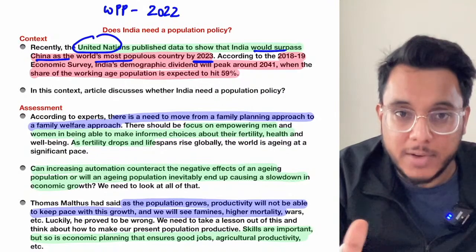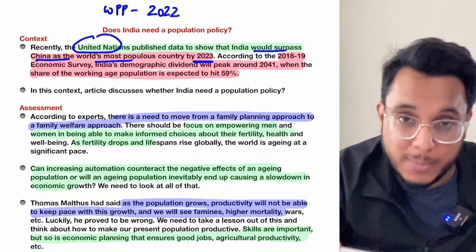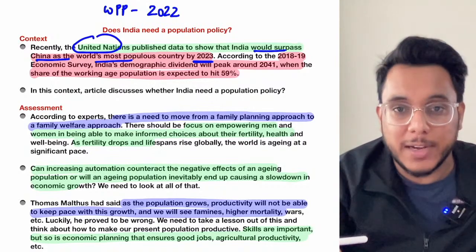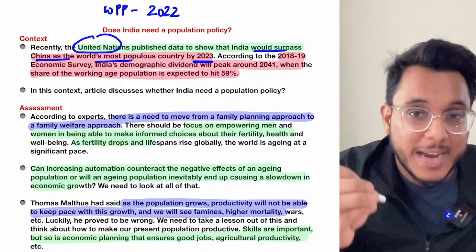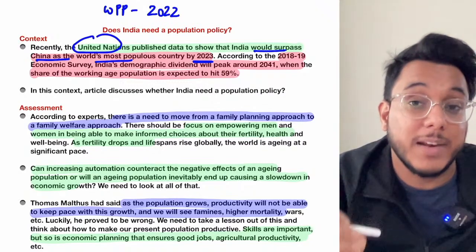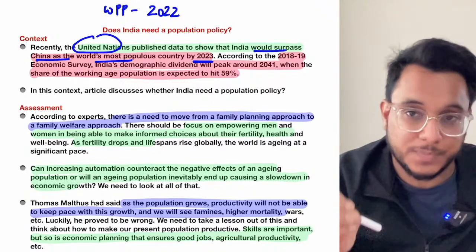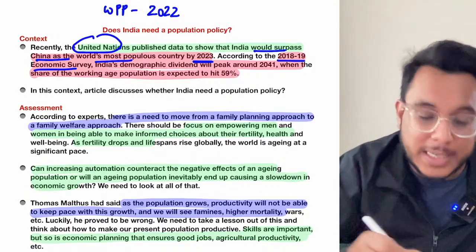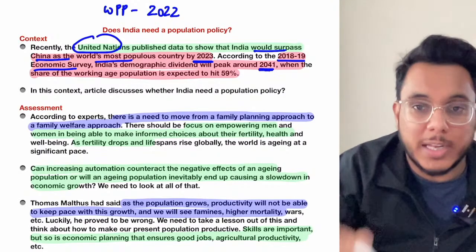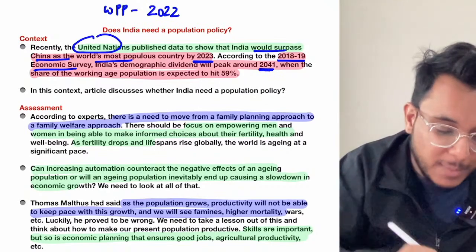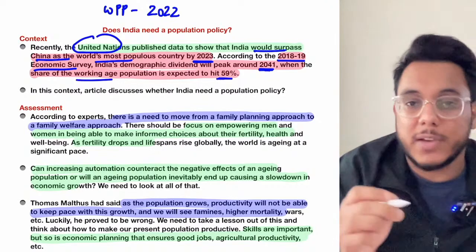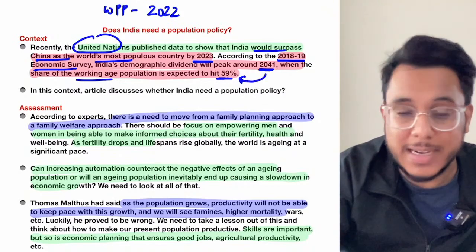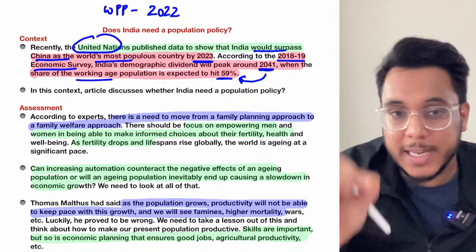We call this benefit that India will achieve the demographic dividend. What is demographic dividend? Dividend means profit. Demography means related to population. So demographic dividend means the benefit, the economic advantage that a country will get because of the favorable working population. Now, according to the 2018-19 Economic Survey, India's demographic dividend will peak at 2041. At that time the share of the working age population will be around 59%. So in 2041 working people will be 59%, and this is the peak India will reach.